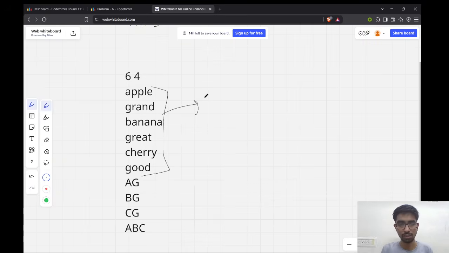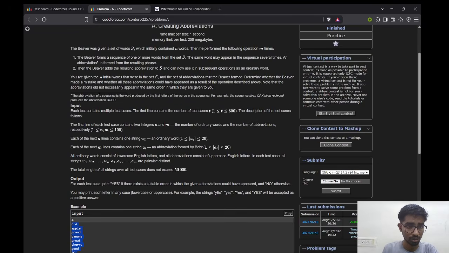So these are the words that we are given, it is set S, and these are the abbreviations that could be formed with these words. Here is one thing that is given: the resulting abbreviation is added to S, and can now be used in subsequent operations as an ordinary word.